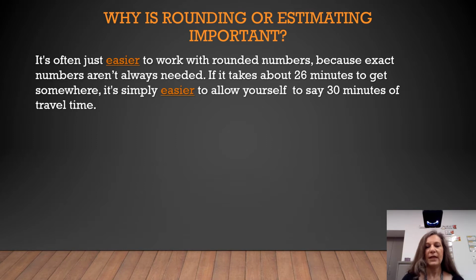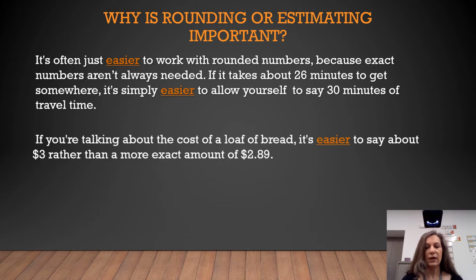For example, if it takes about 26 minutes to get somewhere, it's just going to be simply easier to say it's going to take 30 minutes as opposed to giving an exact amount like 26 minutes of travel time. Another example is money. If you're talking about the cost of a loaf of bread, it would be easier to say it's going to be about $3 rather than a more exact amount of $2.89.